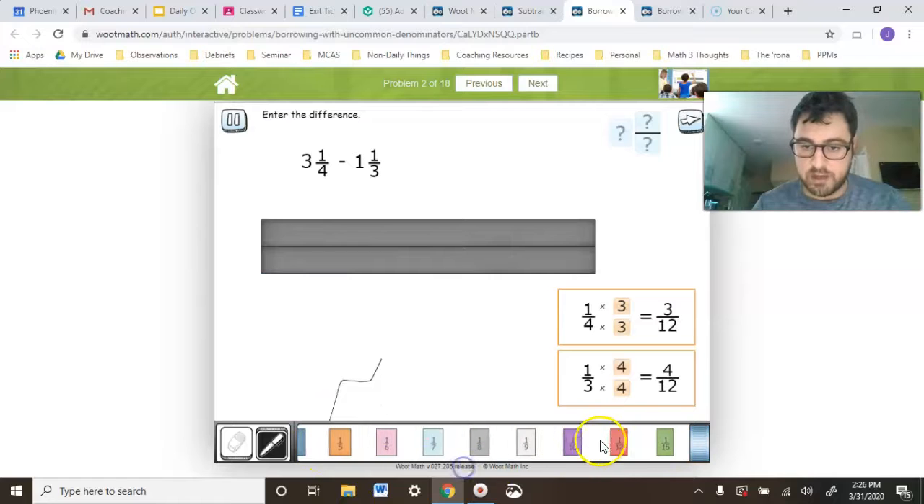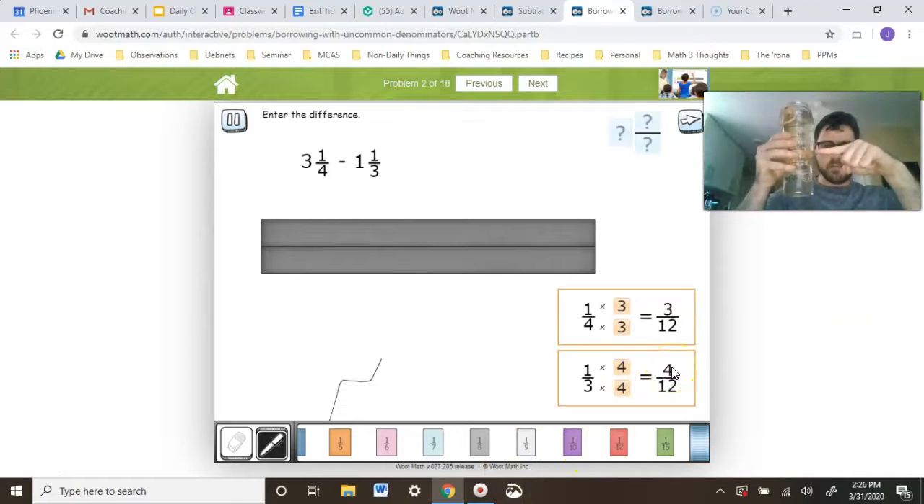So I got to replace this. I'm going to find a 12th. Is that enough? Nope. I need 3 because 1/4 equals 3/12. 1, 2, 3. Now I need to take away 1/3, which is equal to 4/12. So I go 1, 2, 3. But that's not enough. I needed to take away 4.